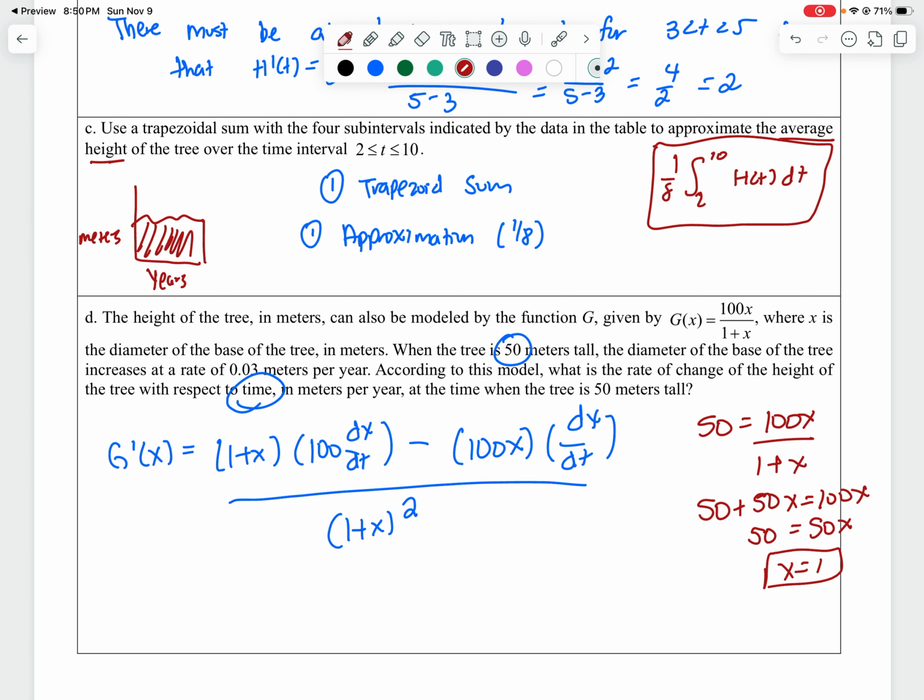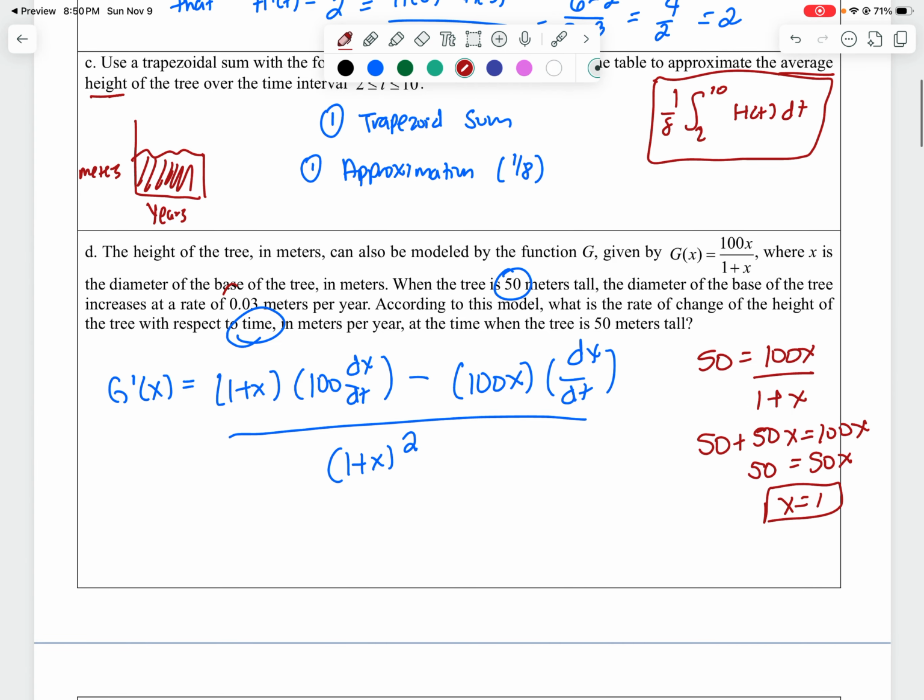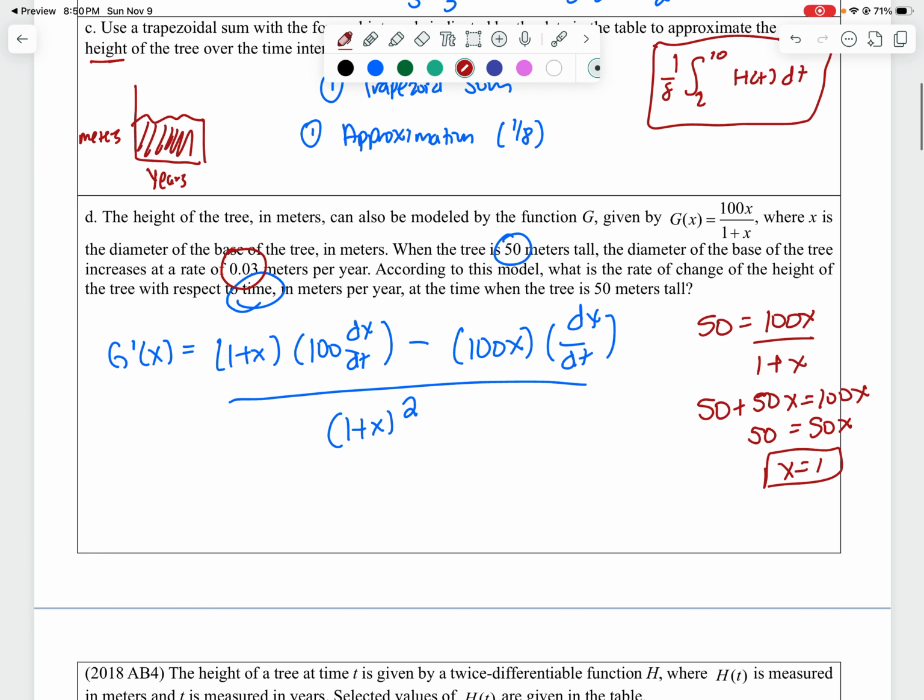So you know that x is equal to 1, and then you also know that dx dt is 0.03 meters per year. So at this point, you're just going to plug and chug and call it a day.